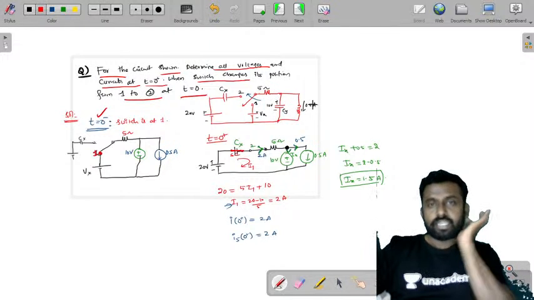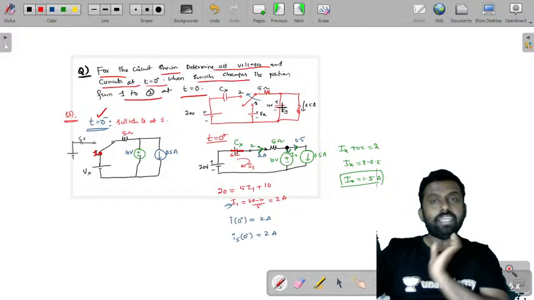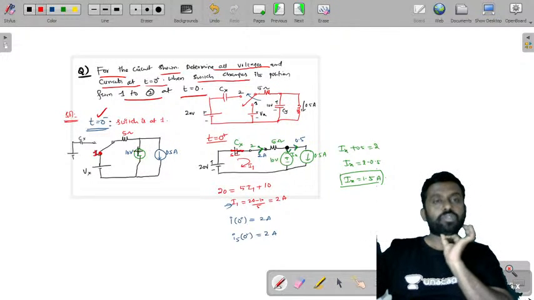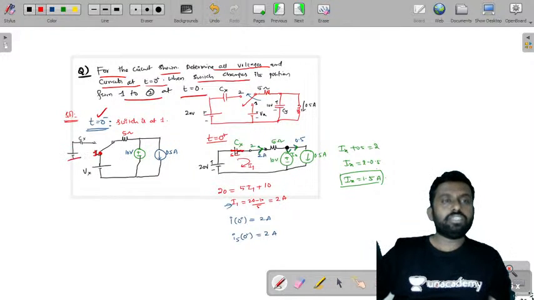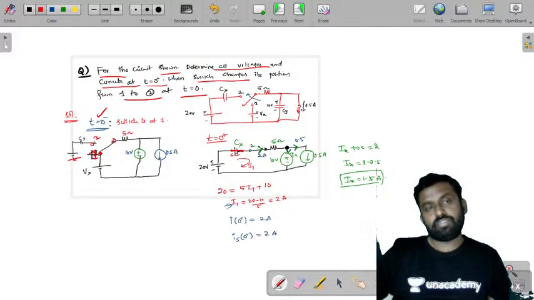to 10 volts, and the inductor is acting like a current source. Inductor will act like a current source and capacitor will act like a voltage source. So these two will act like voltage and current sources. This need not be connected because this is the second position, and now the circuit is connected to the first position.